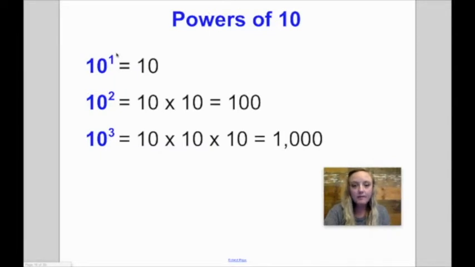Let's begin with reviewing exactly what a power of 10 is. Here we have different examples. Remember, these numbers right here are referred to as exponents. 10 to the first power is simply just one group of 10. 10 to the second power is two groups of 10, or 10 times 10 is 100. If you notice, whatever the exponent is, that's how many zeros are in my final product.